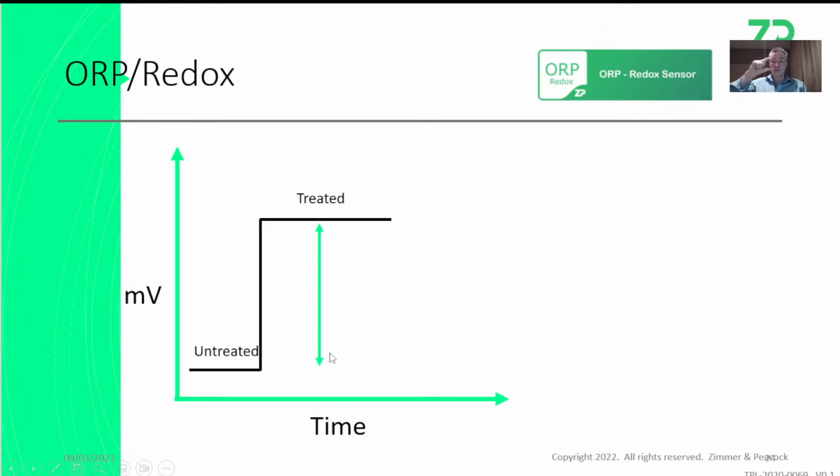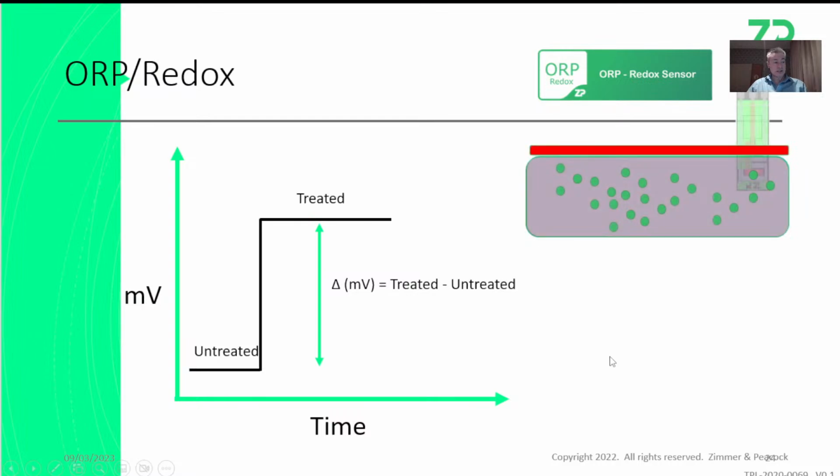The reason I'm saying do the delta is because different sensors might have different offsets, but I'm hoping that the difference between treated and untreated signal is your true signal, and that'll take care of differences in baseline, if I can put it that way. So your signal is a kind of difference between treated and untreated.